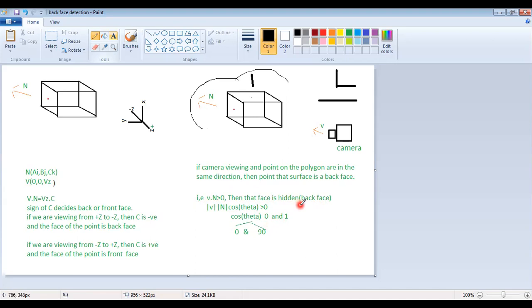So that means the angle between V and N should be at maximum 90 degrees, then only the object will be invisible. If the angle between the viewing vector and normal vector crosses more than 90 degrees, the image starts appearing for me. Let us see what they have said.